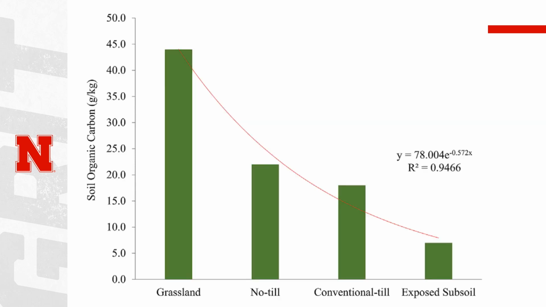To illustrate how soil health gap can be measured, soil samples from the top 20 centimeters were collected from grassland, no-till, conventionally tilled, and farmland with exposed subsoil. The greater the intensity of the tillage management was, the greater was the soil health gap based on soil carbon in a given farmland with respect to native grassland.